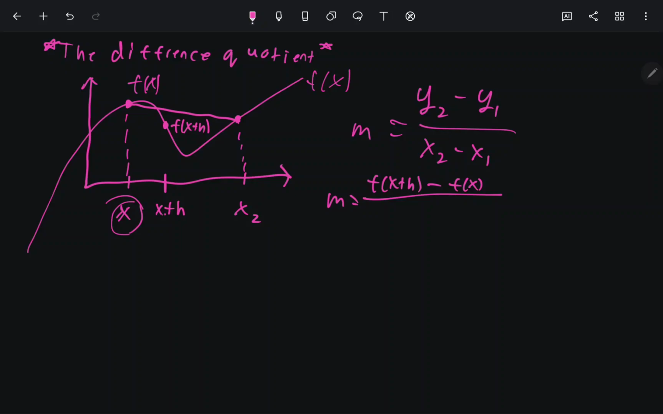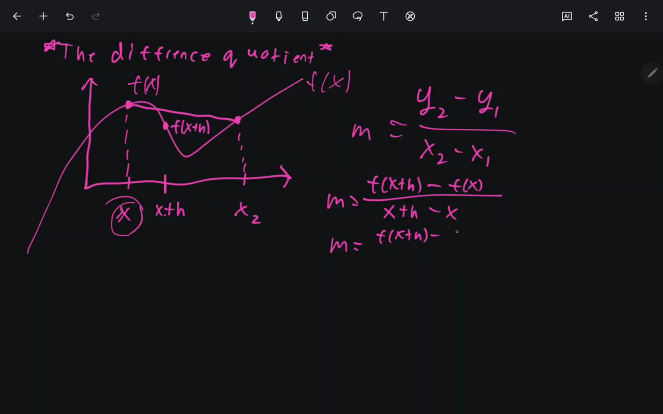Now, let's think, what's going to be our x values? We have x plus h minus our original x. So what do we get? We are going to get m is equal to f of x plus h minus f of x, all over h. And that, my friends, this right here is the difference quotient. This idea is one of the most important ideas in calculus.